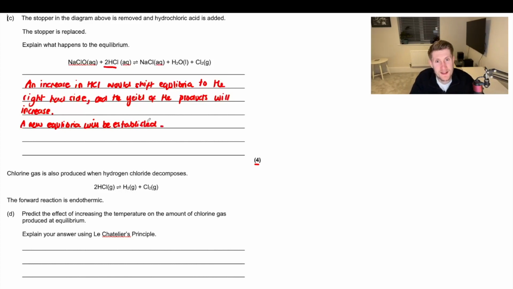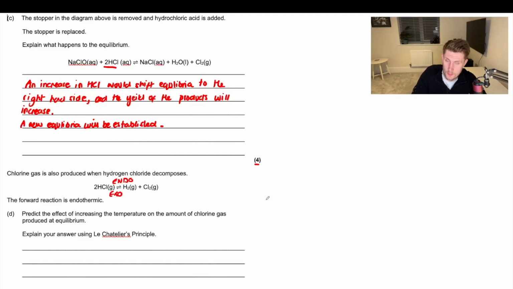It will go back to being dynamic equilibrium because you've then created that closed system again. Right, let's quickly have a look at the next one. Chlorine gas is also produced when hydrogen chloride decomposes, so when it breaks down. It's given the reaction here, and it says the forward reaction is endothermic. So this is the forward, and we know that that's endo. Now the reverse reaction will have to be the opposite. So if the forward's endo, the reverse will be exo.